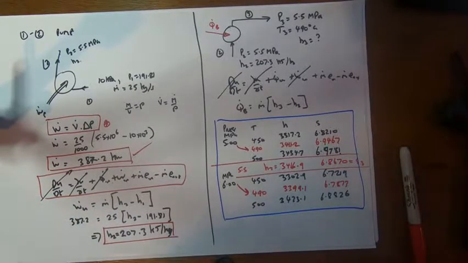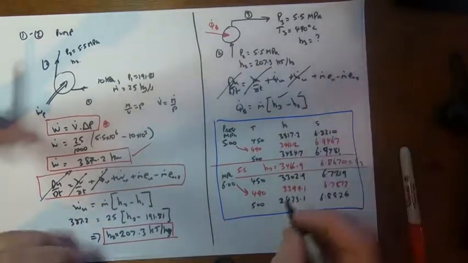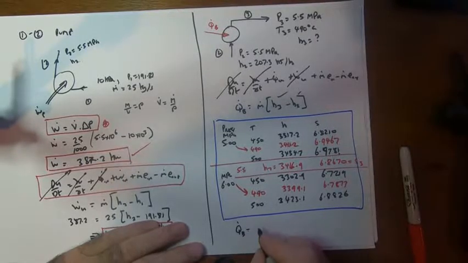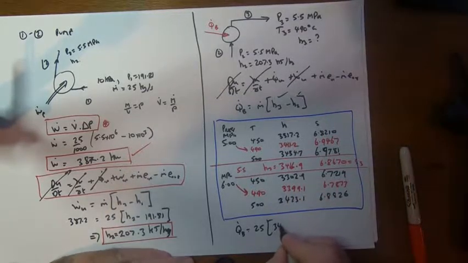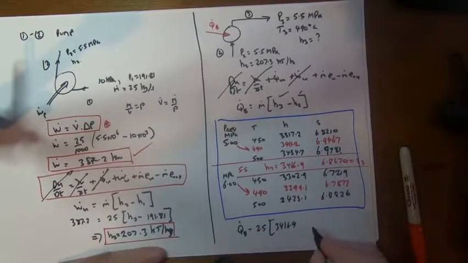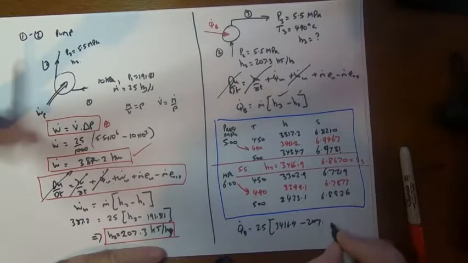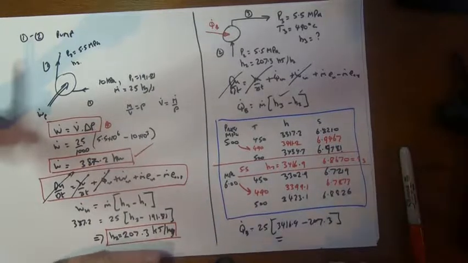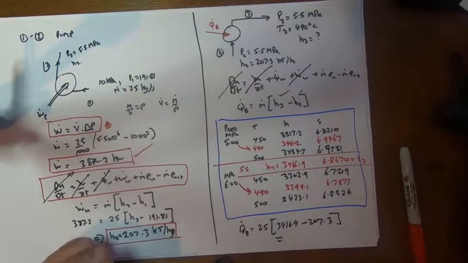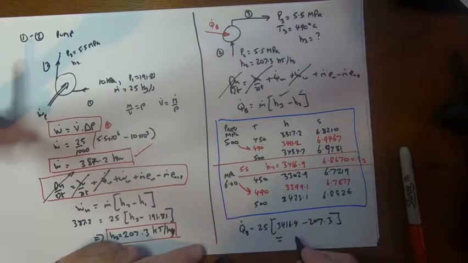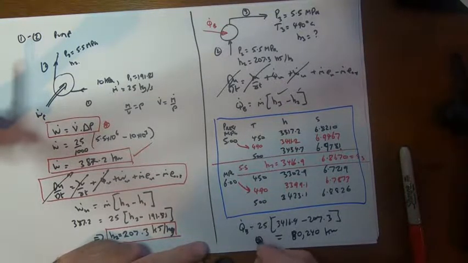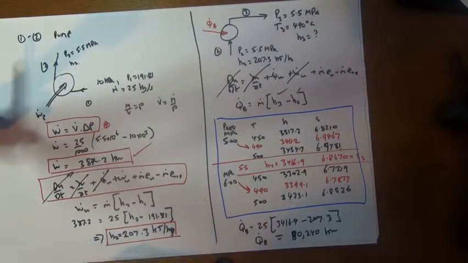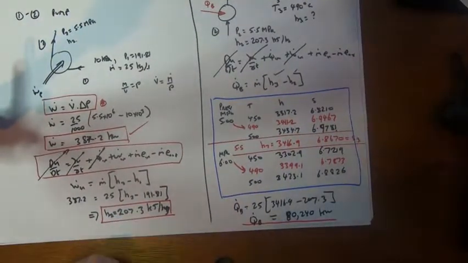That means now that I have H3 and H2. So my heat into my boiler is going to be the m dot, the 25, times H3, which is my 3416.9, minus my H2, 207.3, and that gives me the heat into the boiler, if I can find that number, of 80,240 kilowatts, or over 80 megawatts. Which is one of the things they asked us to find in the question. So that's the heat into the boiler.